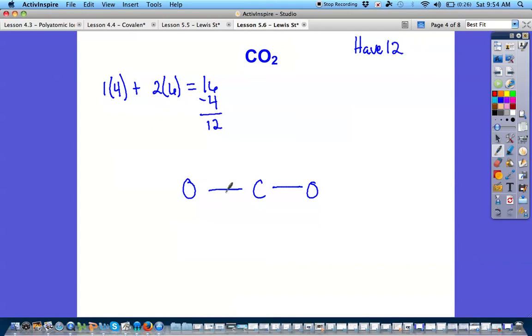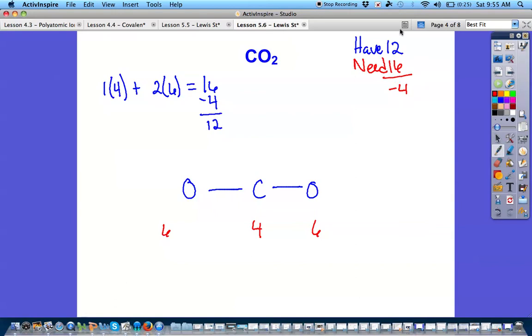So now, oxygen has 2, so it's going to need 6. Carbon has 2, 4, so it's going to need 4. Oxygen has 2, so it's going to need 6, so 12. And then 4 is 16. We have 12. We need 16, so we are 4 short.